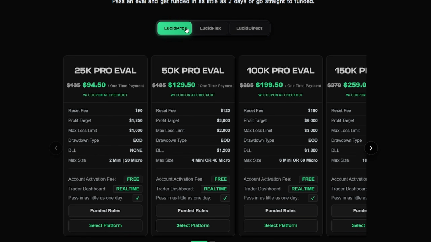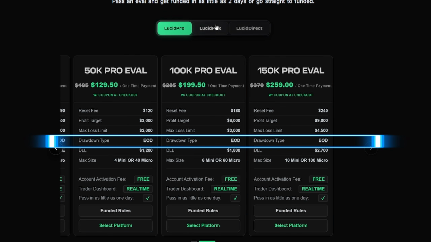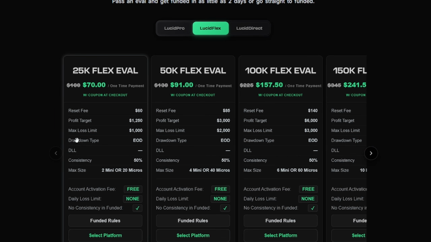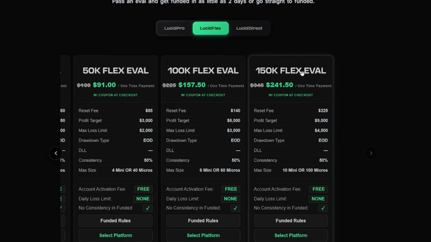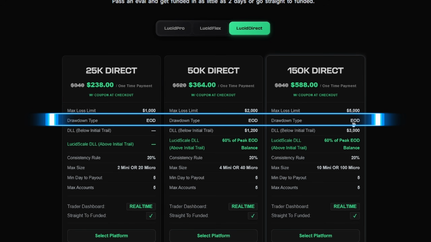If we come over here and we look at Lucid Pro, we can see the drawdown type is end of the day, and that goes across all 4 of the different account sizes, ranging from $25,000 all the way up to $150,000 account size. We look at the Flex account. They also have an end of the day drawdown ranging from $25,000 to $150,000. In the direct accounts, there's only 3 different accounts. The drawdown type within this account is also going to be an end of the day drawdown.